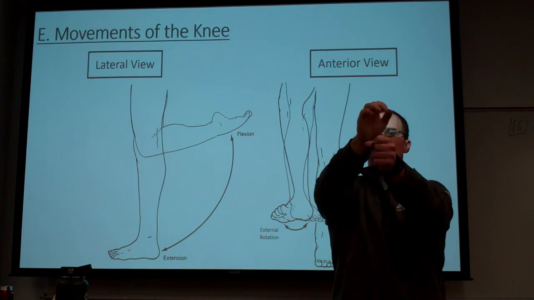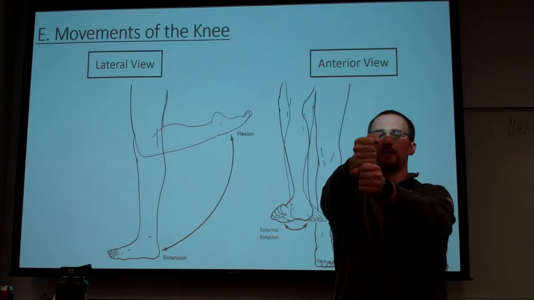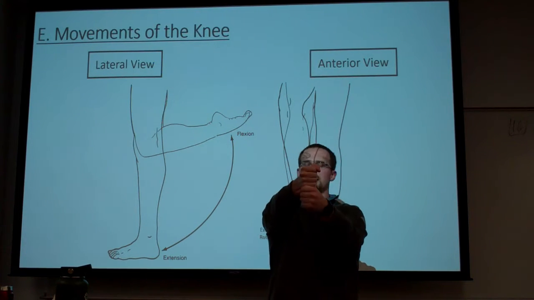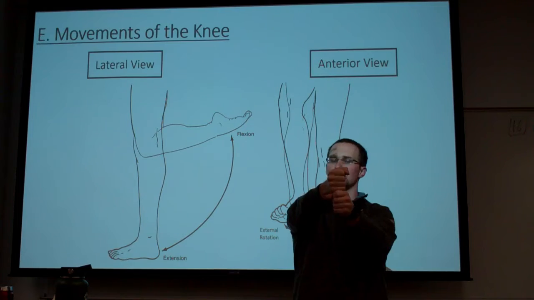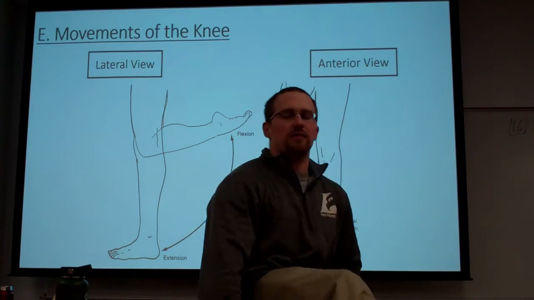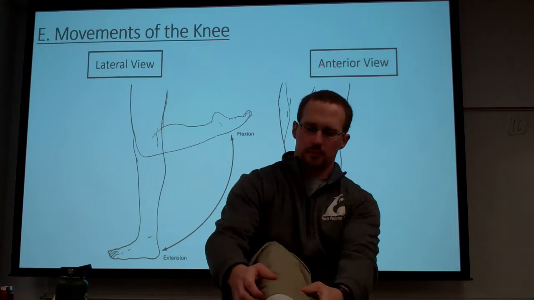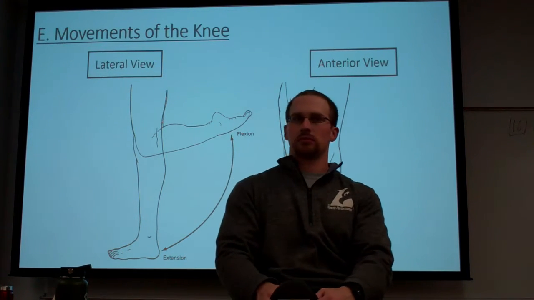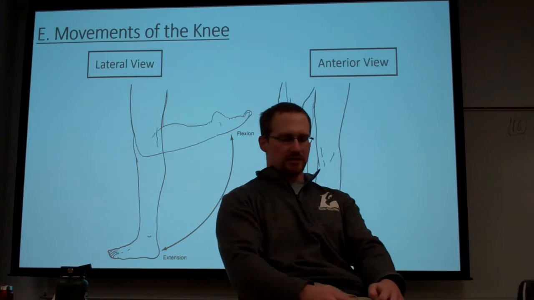So again, what that looks like here. Here's my tibia, here's my femur. So there's a little bit of twisting that can happen at that tibia. And I want you guys to try something so you kind of get a better idea of how that works. So I want everybody to extend their leg out. So kind of stand out in front of you.